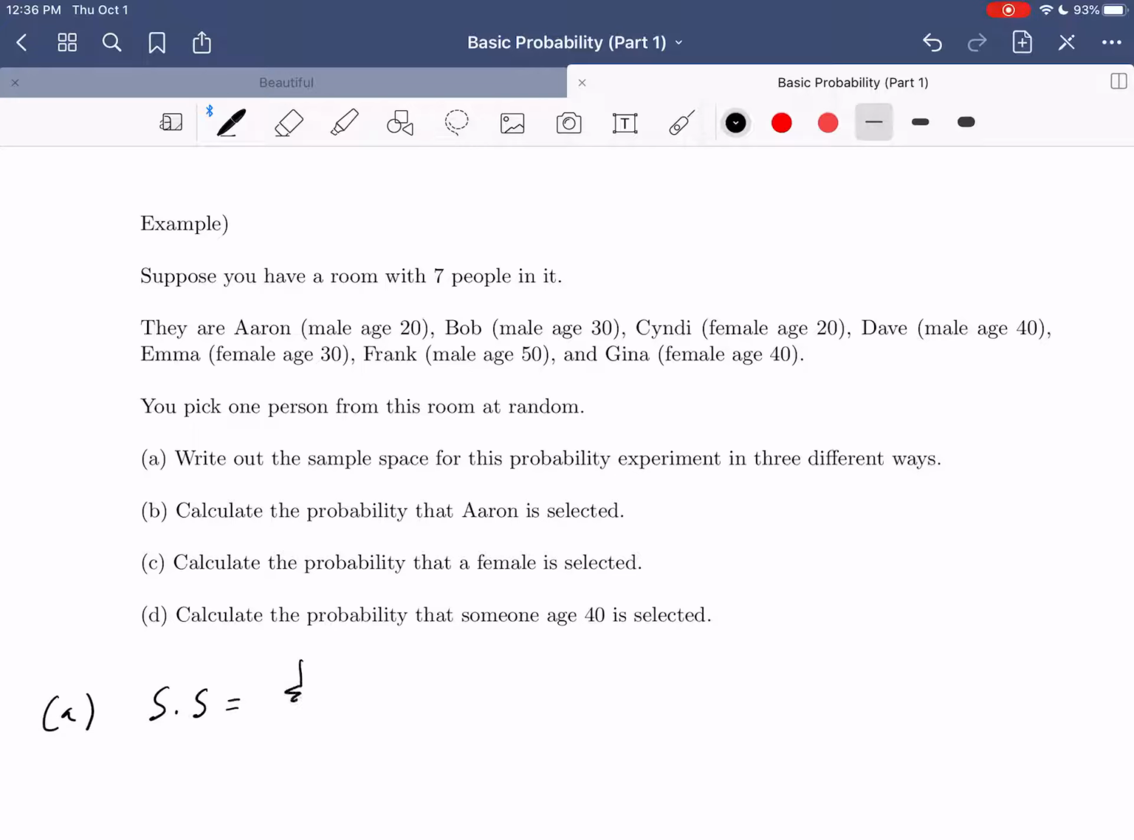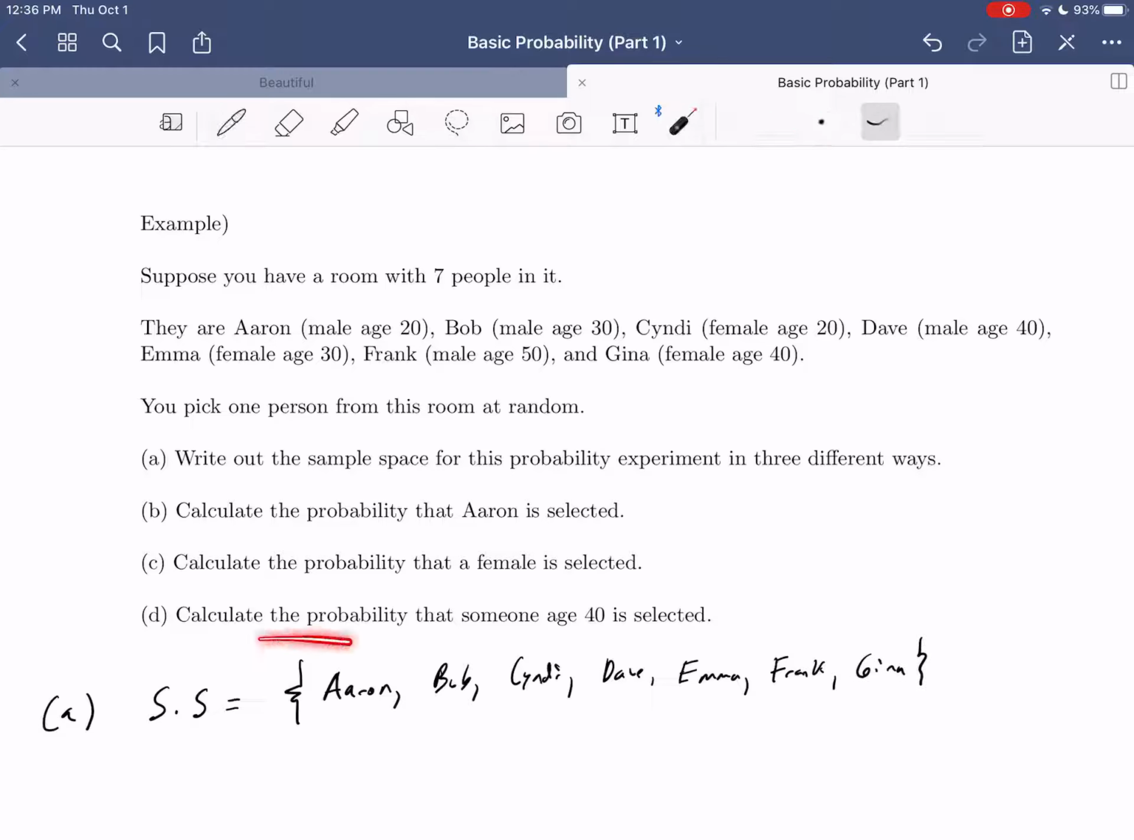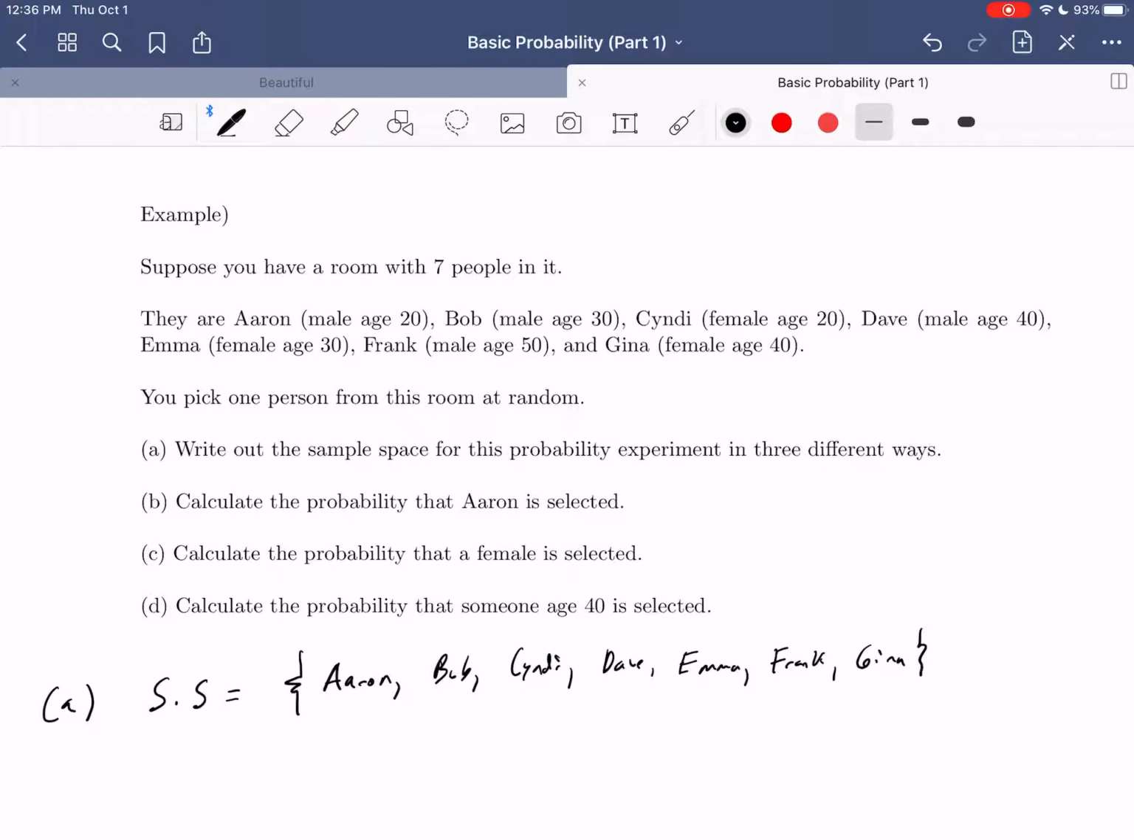One way, of course, is to go with the most fundamental. Each of these is a different person, so we could just say the sample space is all the different people. So we could say that the sample space is Aaron, Bob, Cindy, Dave, Emma, Frank, and Gina. It's the most fundamental sample space. There are 7 people in the room, so the sample space is that you pick out one of those 7 people.